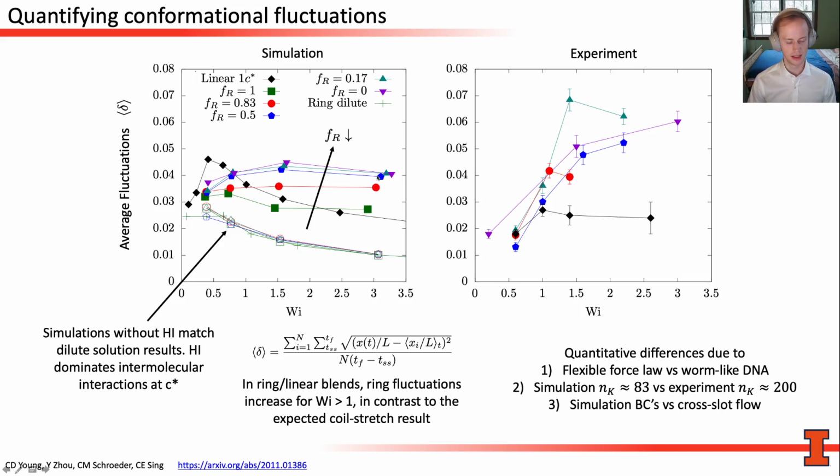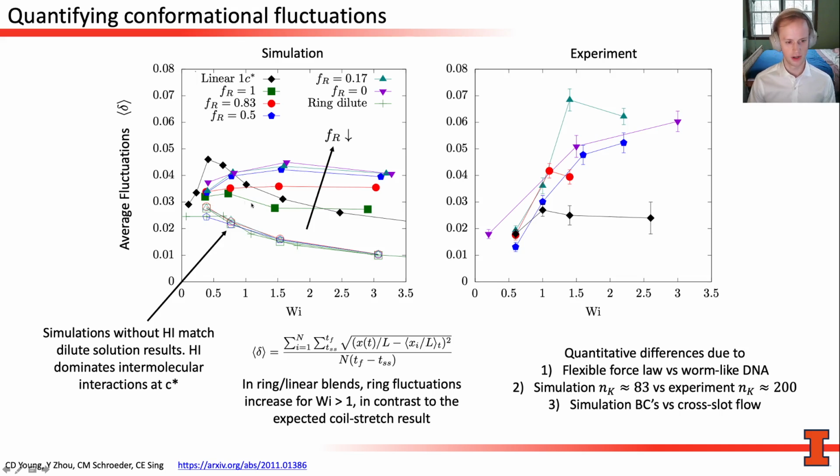Here I'm showing the average conformational fluctuations, so the root mean squared average over time, and the ensemble size as a function of the Weissenberg number and the blend ratio. Starting with the canonical case of a pure linear polymer solution, we see the expected results of peaked fluctuations at Weissenberg number 0.5, the critical coil stretch transition rate where the polymers are fluctuating between coiled and stretched, and then decreasing fluctuations for higher Weissenberg numbers as the polymers become stretched and aligned.